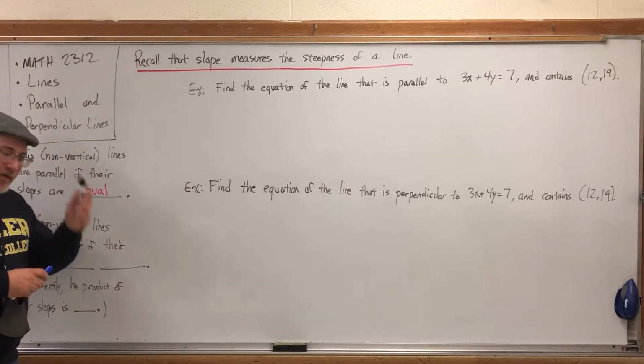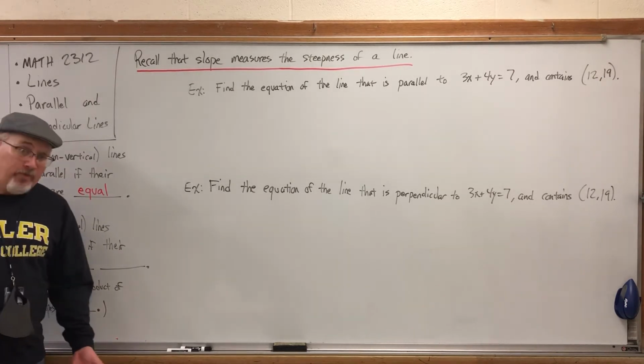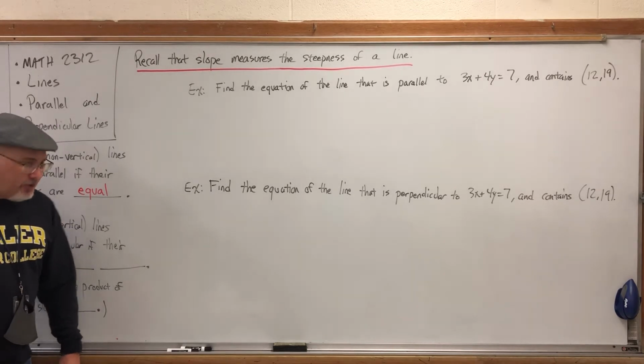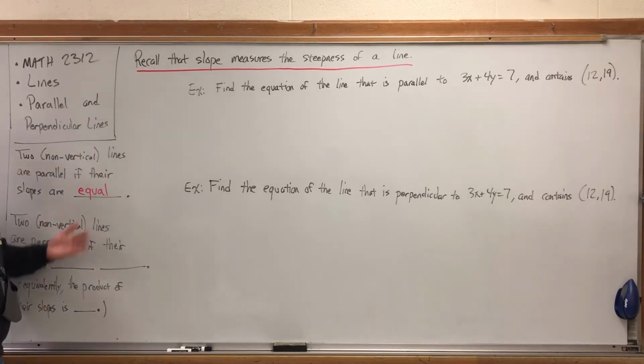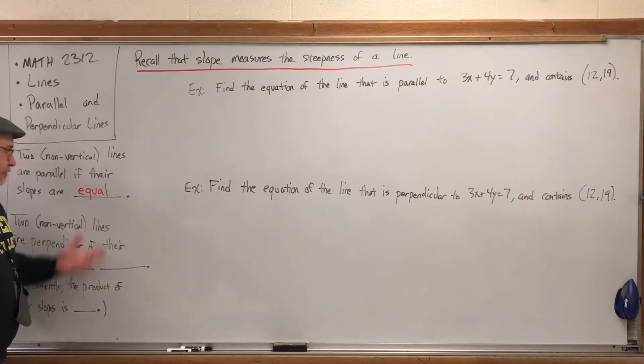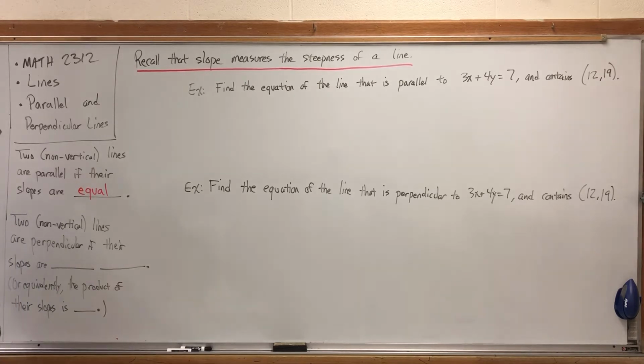I forgot which of these is my better black marker. So technically, we can't say that two vertical lines are parallel if their slopes are equal because they don't even have slopes to begin with. But if you have two vertical lines, they're still parallel. They're just parallel for a different reason. They don't intersect. Otherwise, we could also say that their slopes are equal as long as they're not vertical lines.